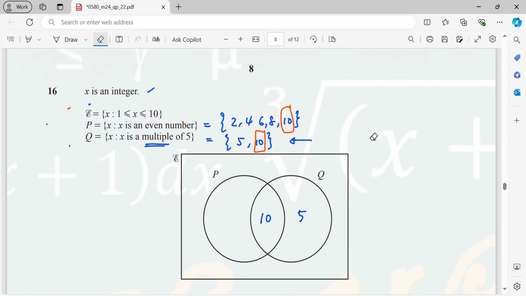Now, next step is to label the members in the P. So we have 2, 4, 6, 8. So therefore, you can just simply label 2, 4, 6, 8. And after that, you still have other numbers, which will be outside the two circles. So it will be 1, 3. Okay, I shouldn't say all the odd numbers because after 1, 3, the next odd number is 5. So 5 is in the set Q, right? So 1, 3, skip the 5. After that, 7 and 9. So therefore, this will be your complete Venn diagram.